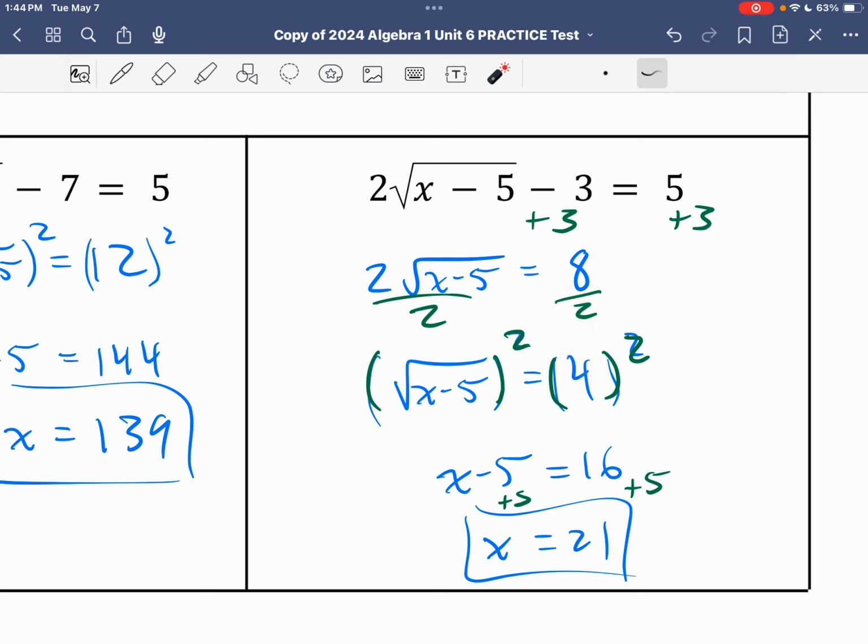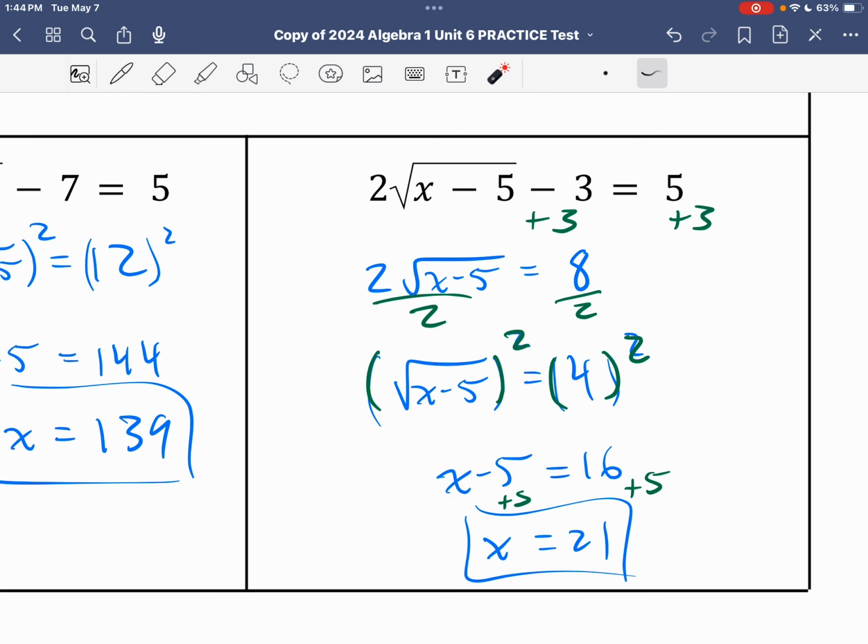Okay, now I have the square root of x minus 5 equals 4. To get rid of this square root, we're going to square this side. And we have to do the same thing to the other side. Remember, whatever you do to one side, you have to do to the other. When I square this side, the square root and the squared cancel out together because they're opposites, and I'm left with x minus 5. On this side over here, 4 squared is 16, and now I just have to add 5 to both sides to finish this off.